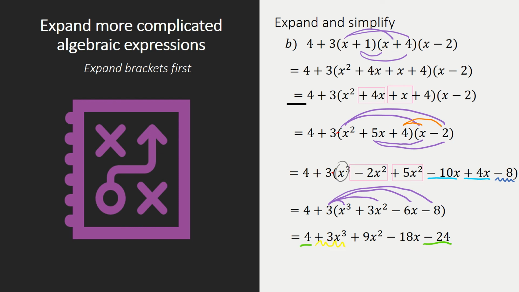So please check if we have like terms or not. And we have the 4 and the minus 24. 4 minus 24 is minus 20. And as you can see, I put it at the back since we want to have our answer in standard form. That means that we have a letter with the highest power at the beginning, then a letter with the next highest power, and so on.